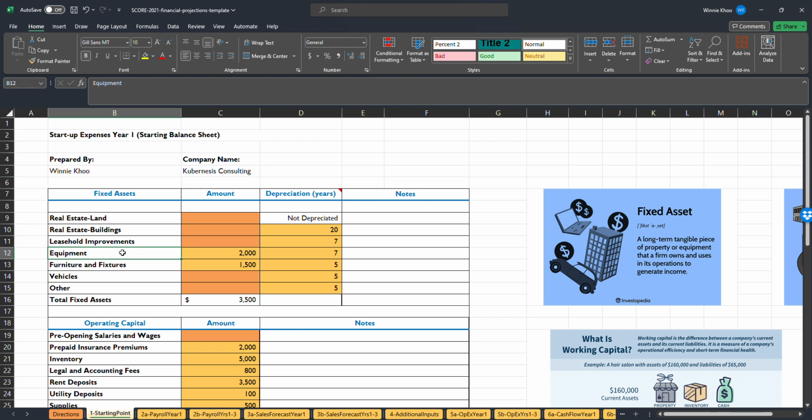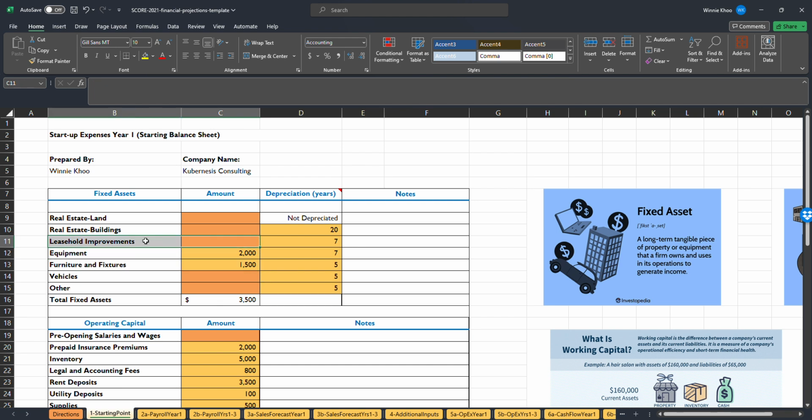For me, as a consultant, my main equipment is a laptop. But for you, it could be a forklift, a tractor, or a camera. That you would put into the equipment section. Now, for furniture and fixtures, I have a home office, I have a desk, I have chairs. If you have, let's say, a restaurant, the tables and chairs would be furniture and fixtures. And these, again, are movable.